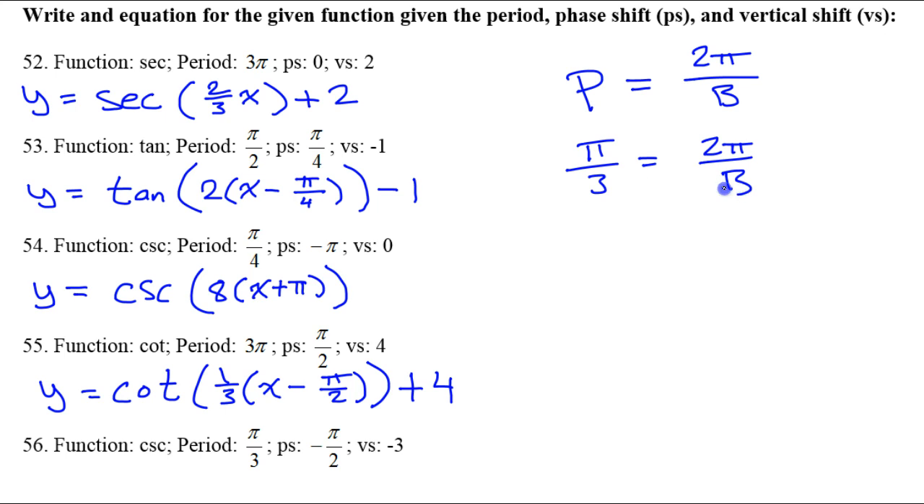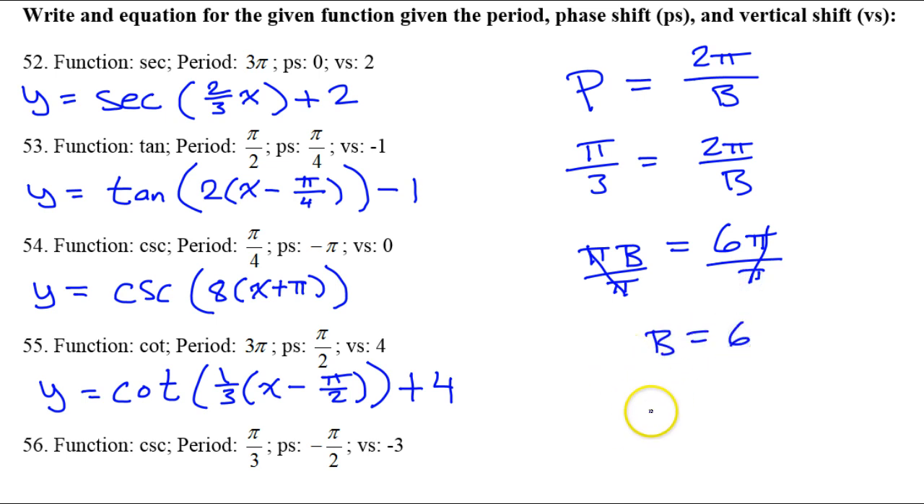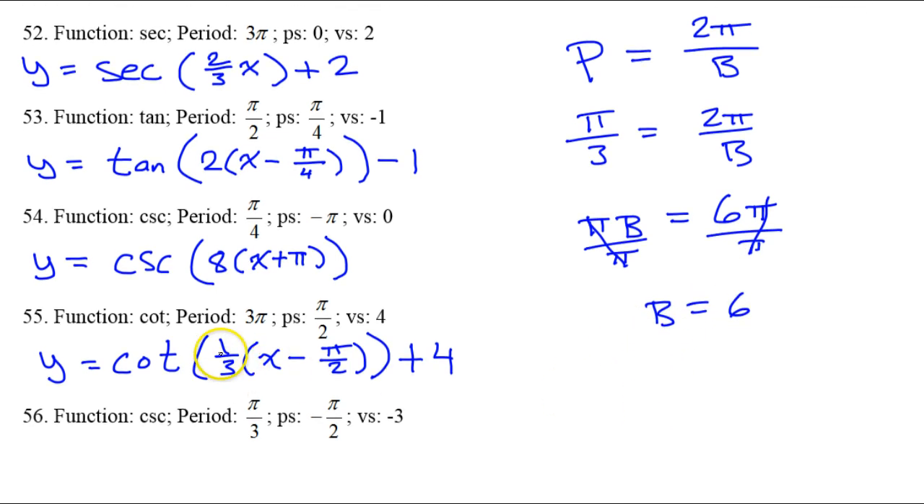Since I have a fraction equal to another fraction, I will cross multiply. Along this diagonal, I have pi b. Along this diagonal, I have 6 pi. To get b by itself, I divide both sides by pi. And then the pi's will cancel. So I just have b is equal to 6. By now you've seen over and over again the b value goes right here, just inside the parentheses. So I will say y is equal to cosecant.